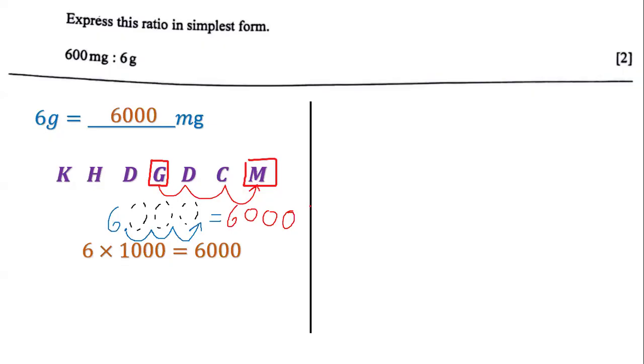Good. So all we did first is take 6 grams and convert it into milligrams. Let me ask you the question. What is 6 grams in terms of milligrams? 6,000. Very good. So now can we simplify this ratio?